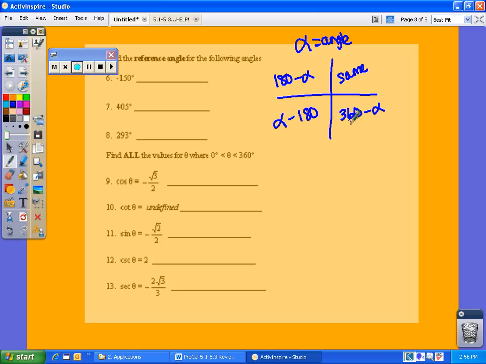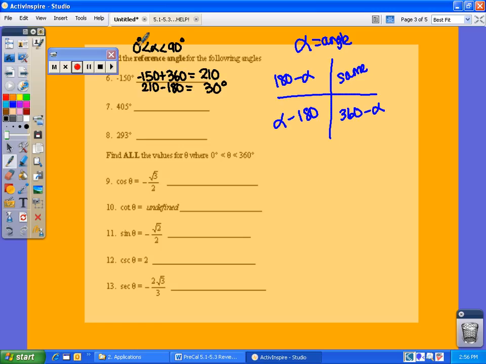So the first one here says negative 150. So I'm going to add 360 to this because I don't want any negative numbers when trying to find my reference angle. So adding 360 should give me a positive. And it does. Positive 210. 210's in the third quadrant, so I'm going to do 210 minus 180, which gives me 30 degrees as my reference angle. Because remember, reference angles are always between 0 and 90.